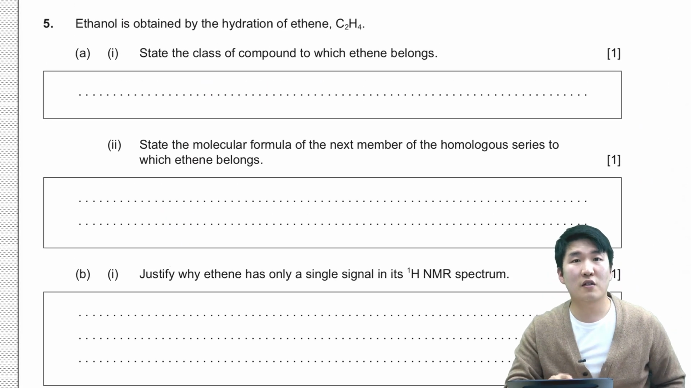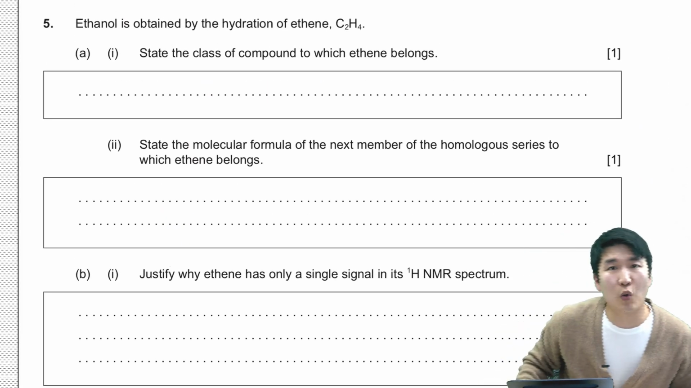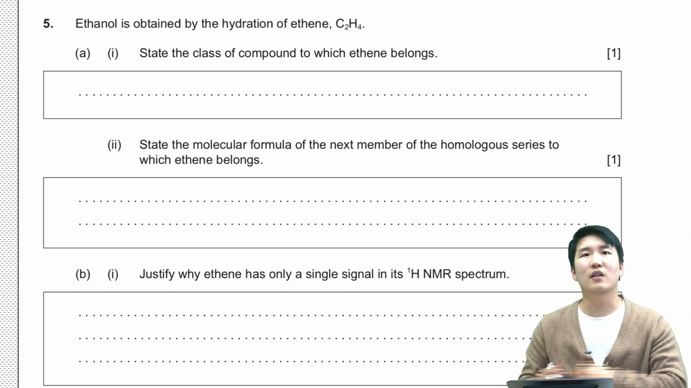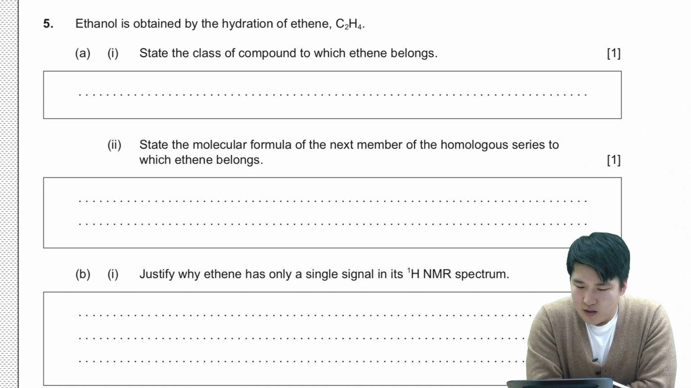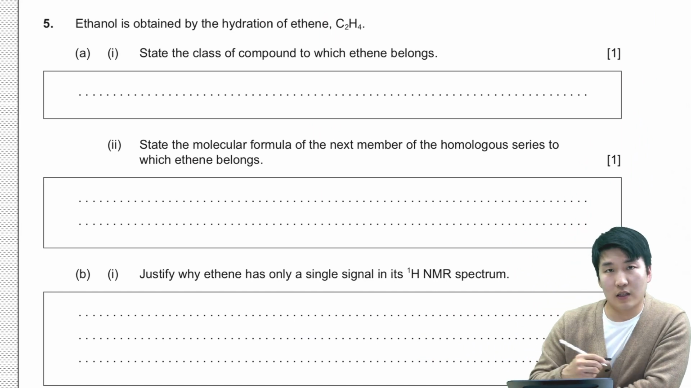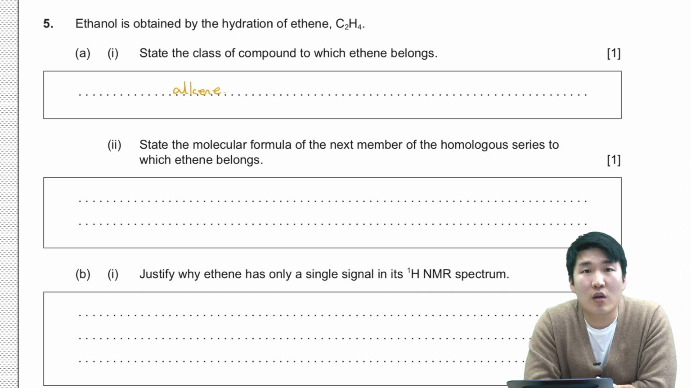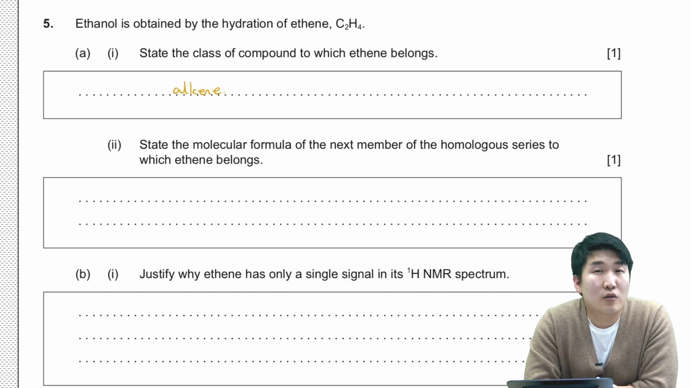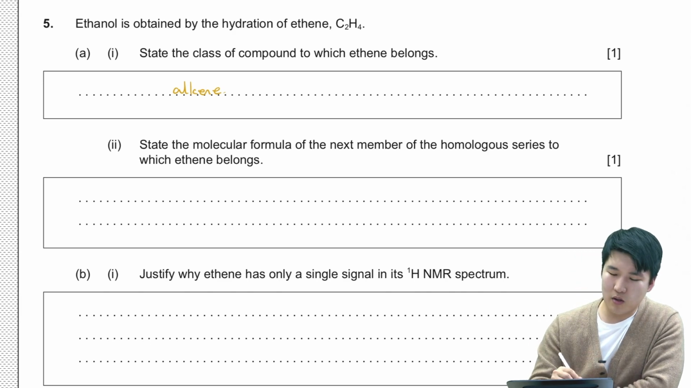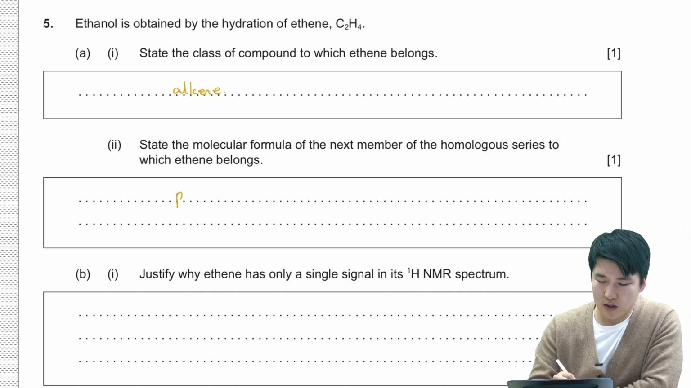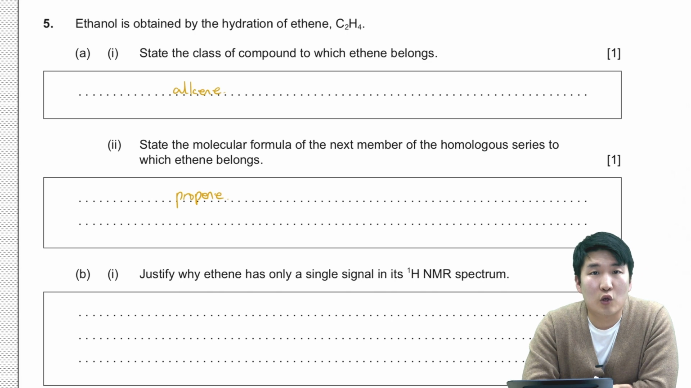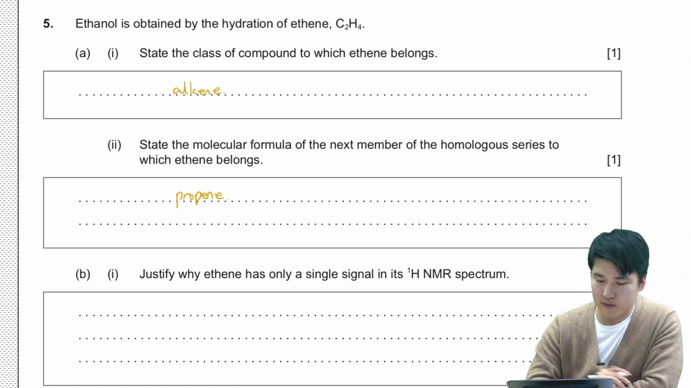Moving on, question 5 seems to be about organic chemistry, starting with ethene. Okay, ethene belongs to the homologous series alkene, an easy giveaway question, where we're asked to name the next member of the alkene series. Again, a giveaway question. Propene is going to be the next member after ethene.